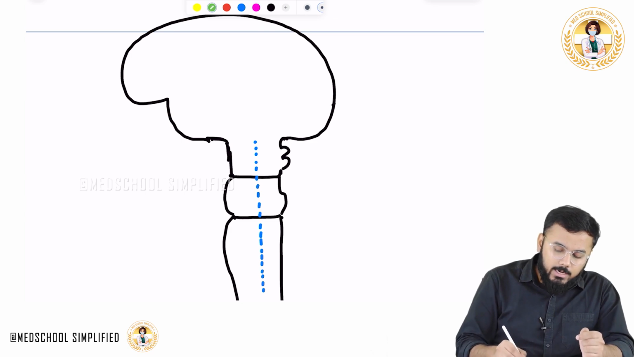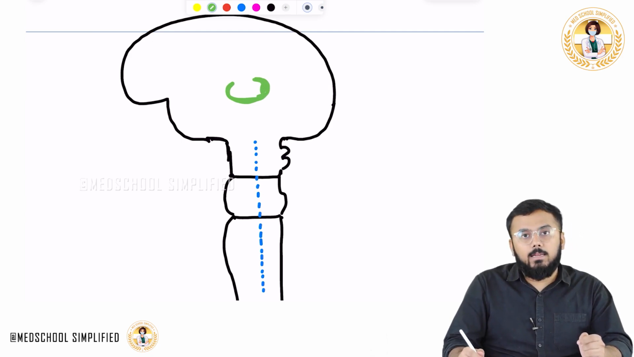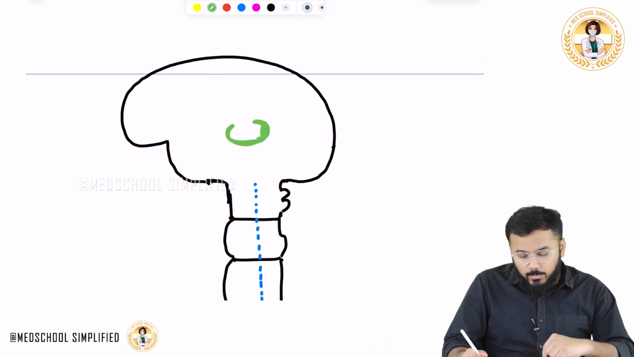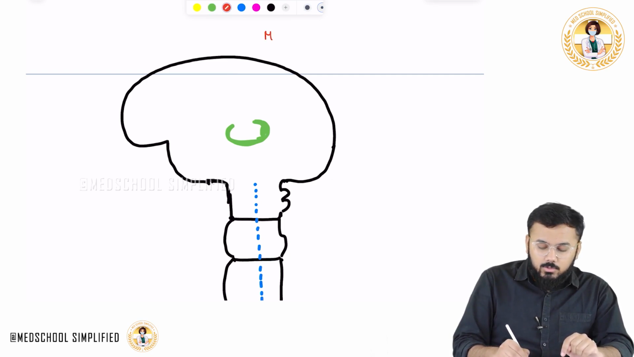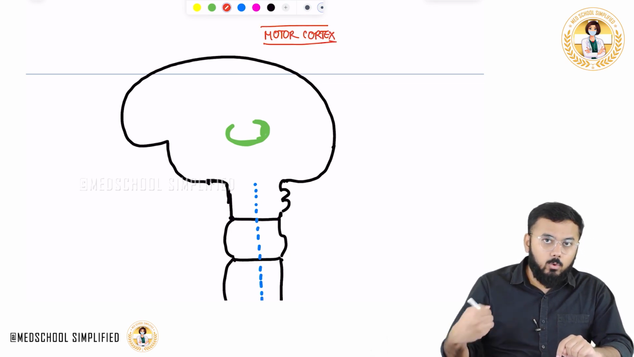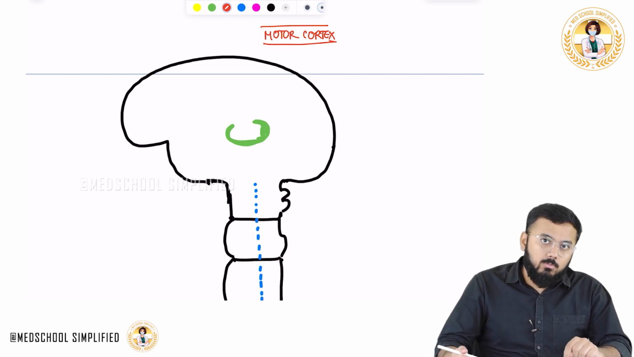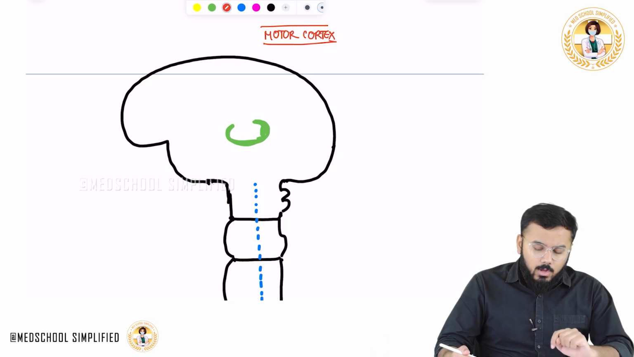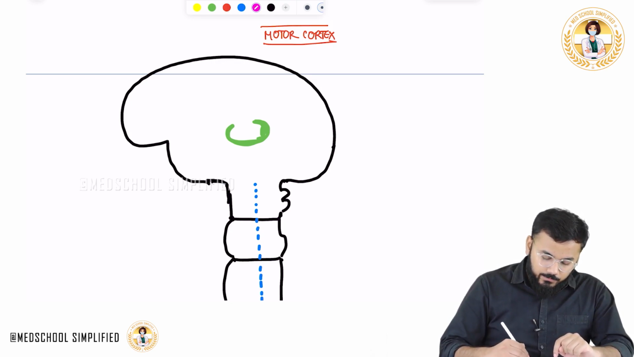The next important thing is that exactly in the center you have a structure, and this structure is called your internal capsule. Now this cortex, whatever I have drawn here, is called the motor cortex. Why are we calling it the motor cortex? Because the fibers which exit down to the spinal cord and from there to your skeletal muscles are called motor fibers.